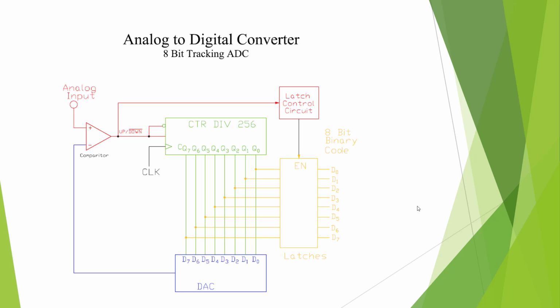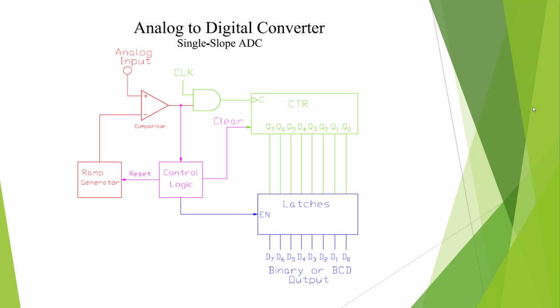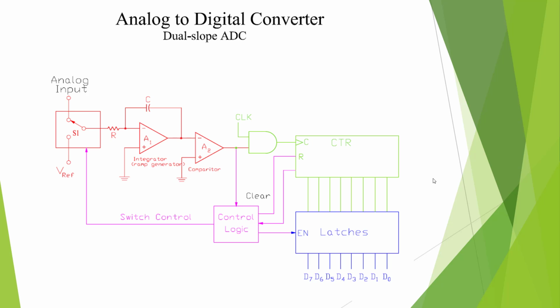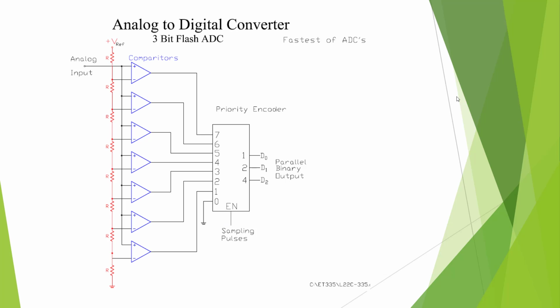Here's an 8-bit tracking ADC, basically very similar to the last one. The downside is that we may have to count all the way up to 255 in order to find the unknown voltage, so this could be kind of slow, but it's just a variation of the last one. Here's a different configuration called a single slope ADC. Basically the same thing. They're just trying to get faster, better, and a little more accurate output. Here's a dual slope ADC. It's similar. We're just using an integrator and some other things here in order to do it faster, better, more accurate.